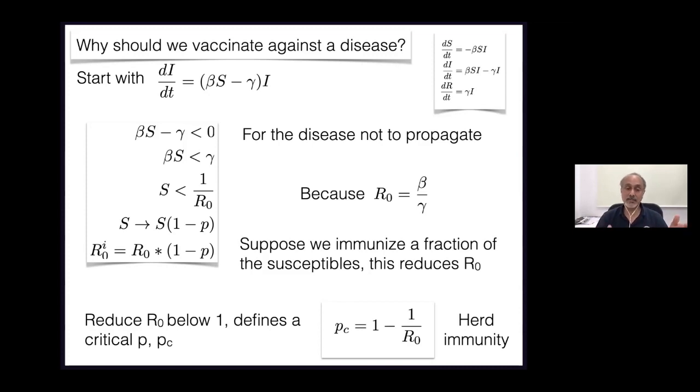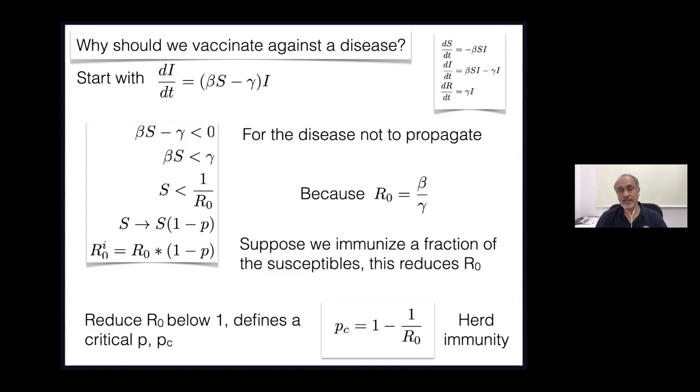If this is true, then beta S must be less than gamma, again rearranging that term. And if I remember that beta over gamma is R0, this says that the number of susceptible people must be smaller than 1 over R0. The susceptible fraction must be smaller than 1 over R0. How can I accomplish that?